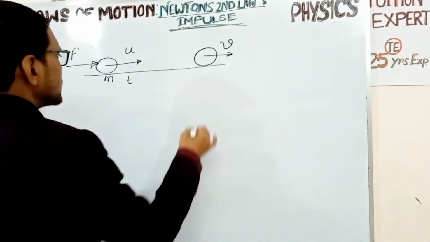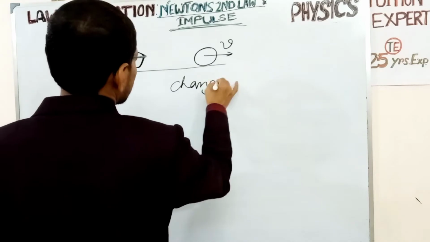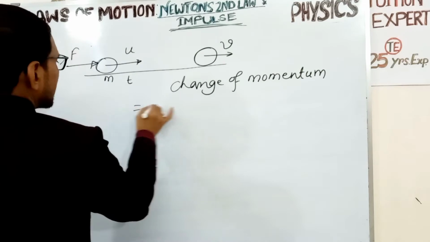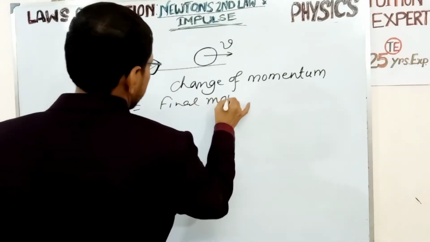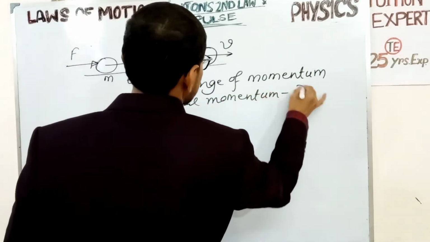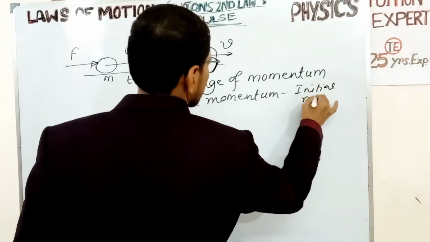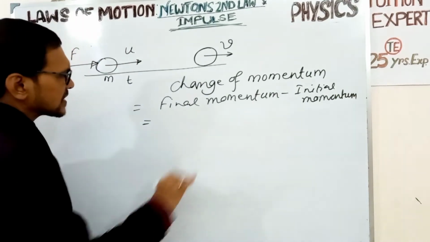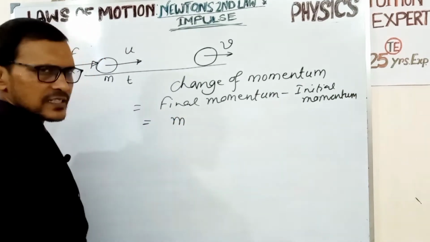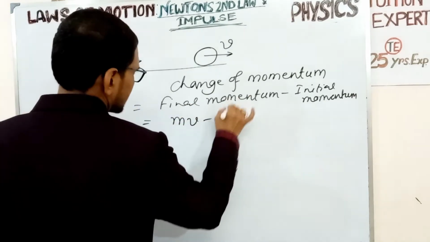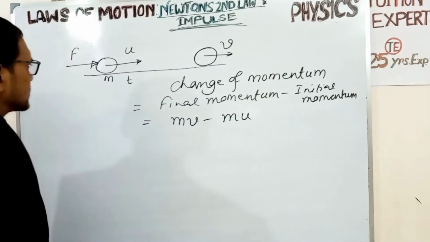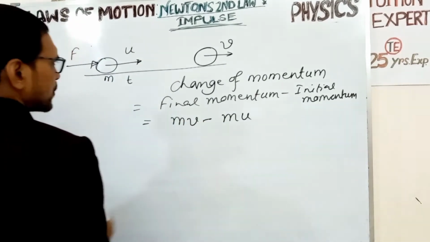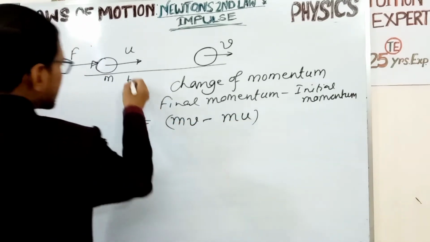Now here, the change of momentum equals final momentum minus initial momentum. As the body moves in the same direction, we just take the scalar quantity, and the change of momentum is mv minus mu. Now this change of momentum occurs in t seconds.